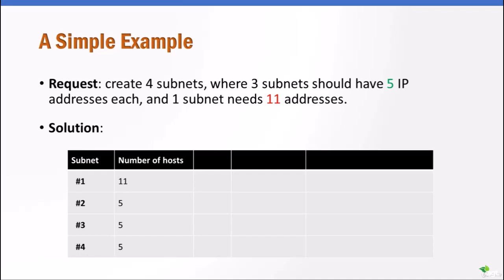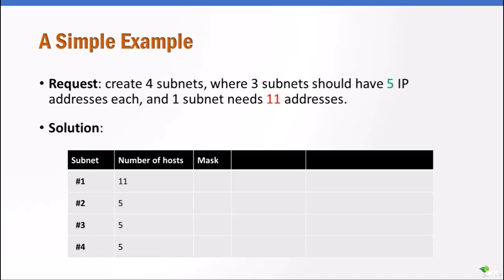The next thing to be determined is the mask. So in fixed length subnetting, all of the subnets are going to have the same mask, and the mask for all of the subnets is determined by the largest network. So we just need to make sure that the largest network has enough different IP addresses to cover all of its hosts.